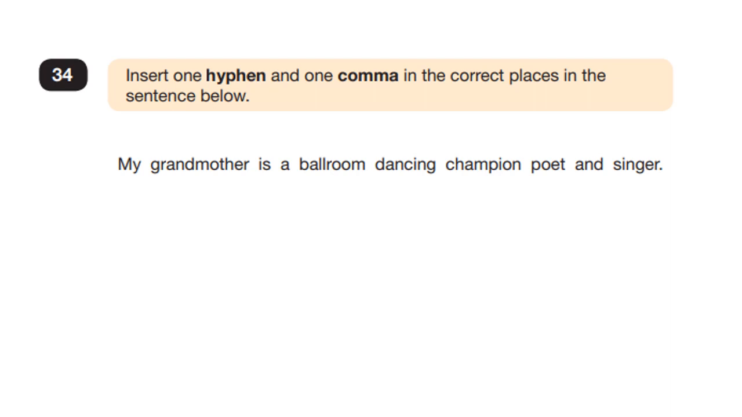And now we need the comma because we've got a list here. And we're describing her as a ballroom dancing champion, comma, poet and singer. And you can now see when you've got the hyphen and the comma, it makes that list so much easier to read. My grandmother is a ballroom dancing champion, poet and singer.